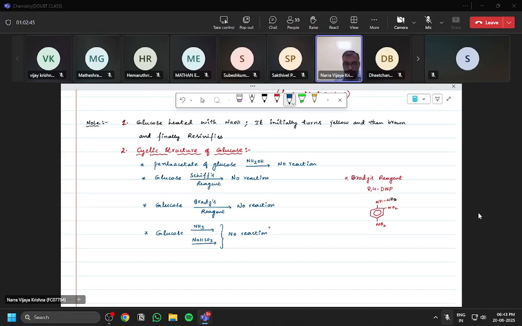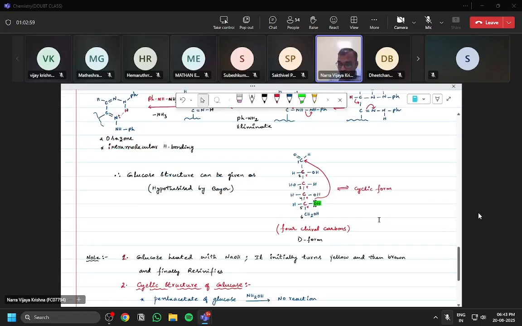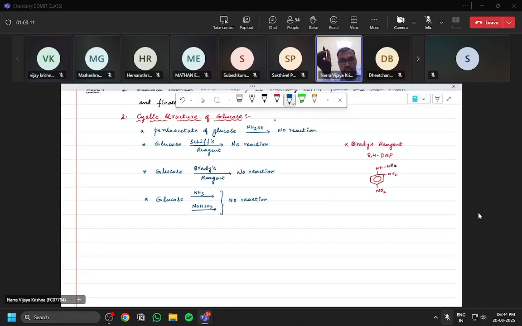All these reactions confirm the aldehyde group is not free. The above reactions confirm the presence of an aldehyde group, but all these reactions failed, which means that the aldehyde group is not free. Why is it not free? If this OH group donates a lone pair of electrons, it will convert this aldehyde group to an alcohol group, forming a cyclic structure. So all these reactions predict the existence of a cyclic structure, right?